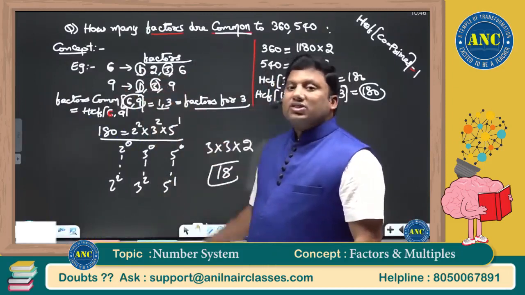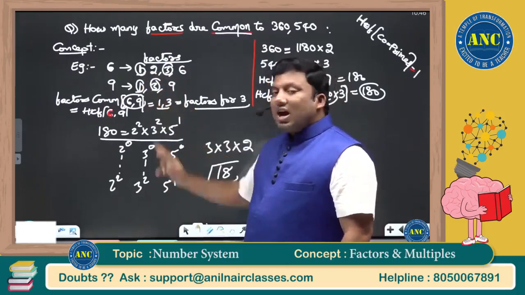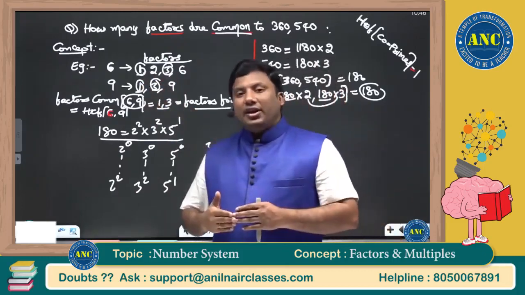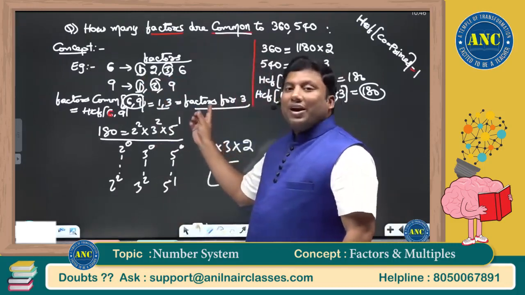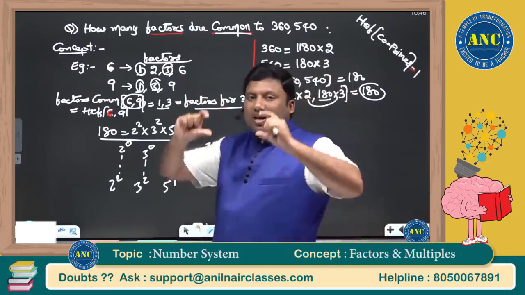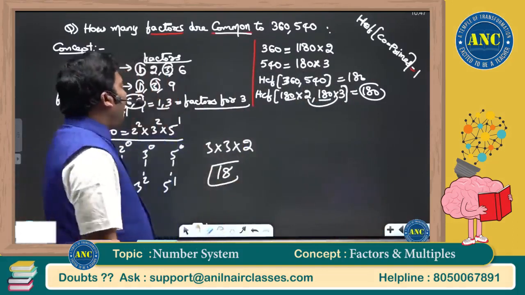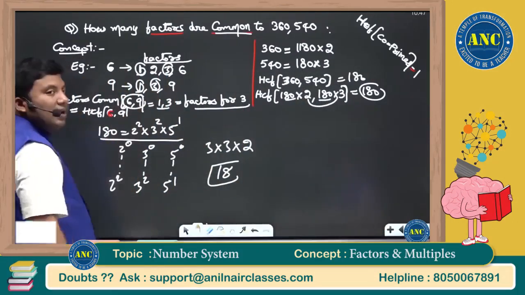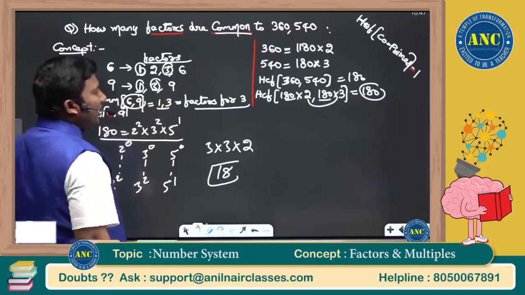I want the factors common to 1, 2, 6 and 9. 1 is common, 3 is common. 1 and 3 are common for which number? 3. So whenever the question is, if two numbers are given, if you want the factors common, take the HCF of two numbers. HCF of 6 and 9 is 3.